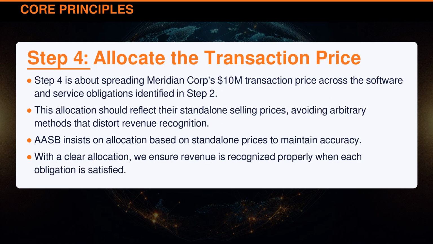Step 4 is about spreading Meridian Corporation's $10 million transaction price across the software and service obligations identified in Step 2. This allocation should reflect their standalone selling prices, avoiding arbitrary methods that distort revenue recognition. AASB insists on allocation based on standalone prices to maintain accuracy. With a clear allocation, we ensure revenue is recognized properly when each obligation is satisfied.